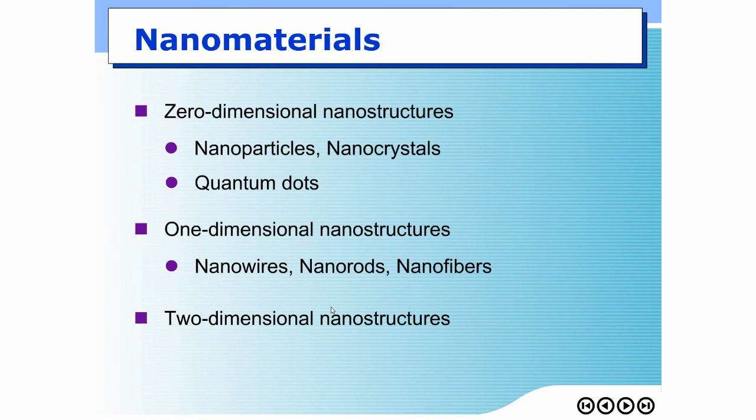For two-dimension nanostructure, we have only one side that is nano size. Okay, that would be considered thin film, a very thin film covering the surface. We can also do patterning on the film. These three nanostructures will be learned in this course.